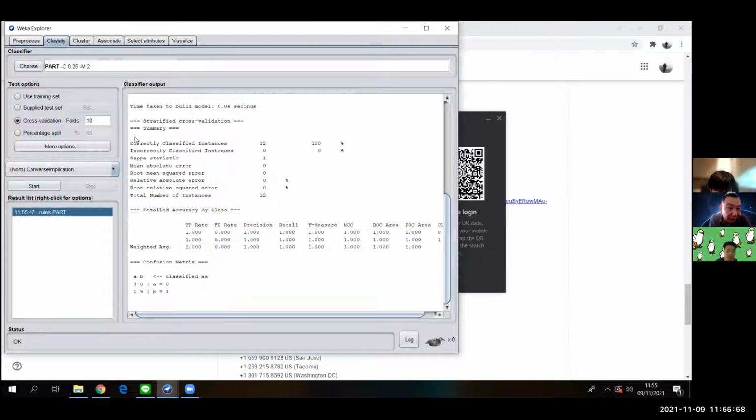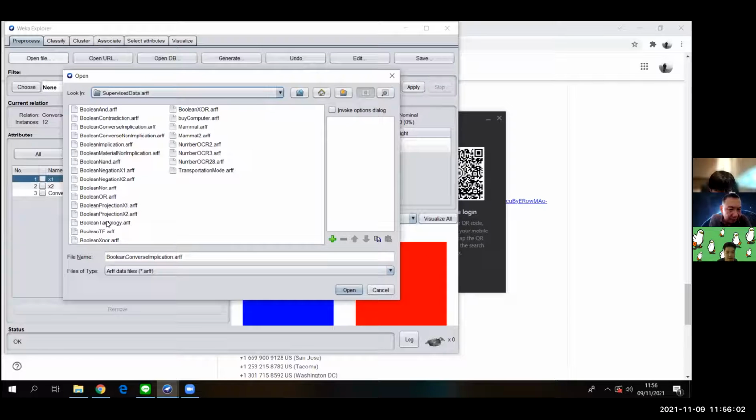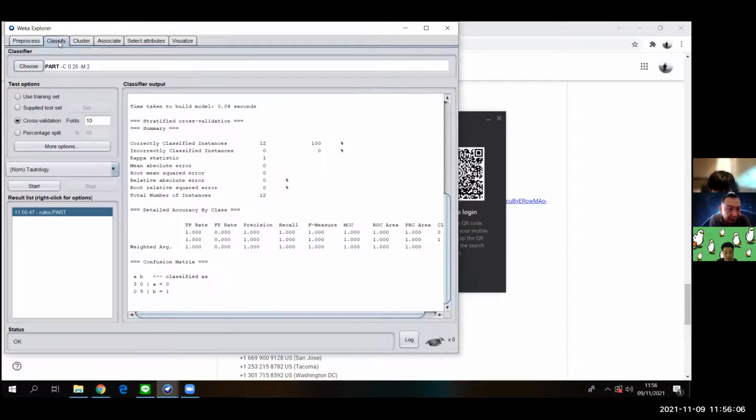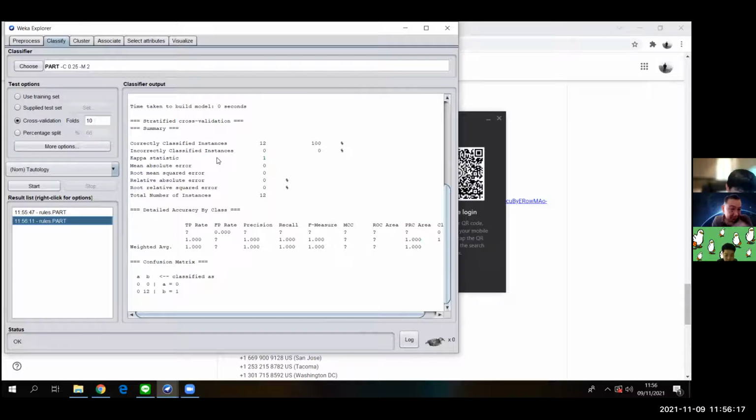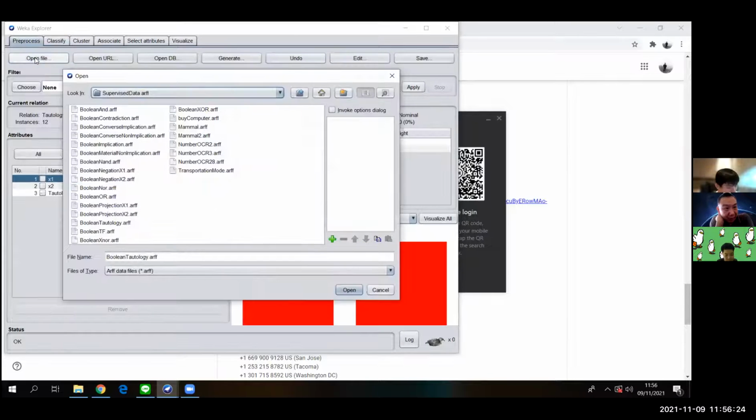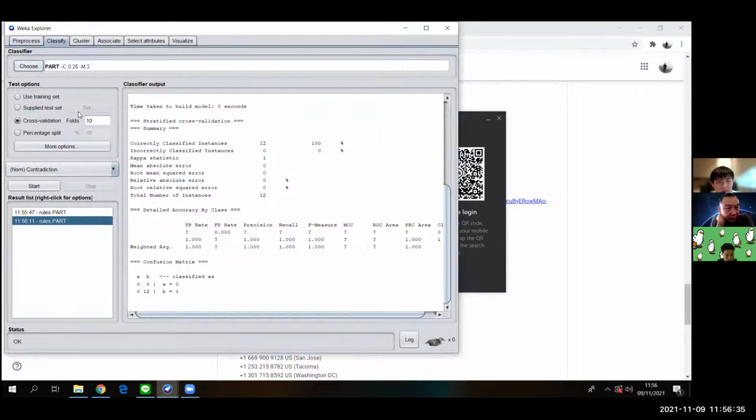Okay, how about tautology? Same part R. So you get 100% also. Yes. So contradiction is also 100%? Boolean contradiction. Oh, this one also 100. This one also 100. Yes, okay. Because you already put 0 and 1. Okay. Very good. Okay, thank you.